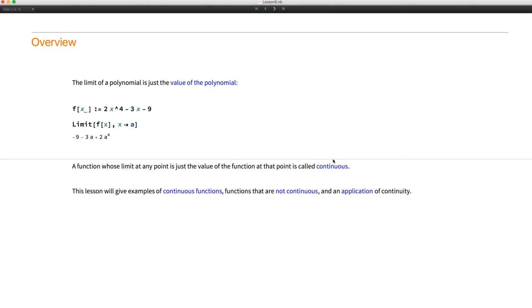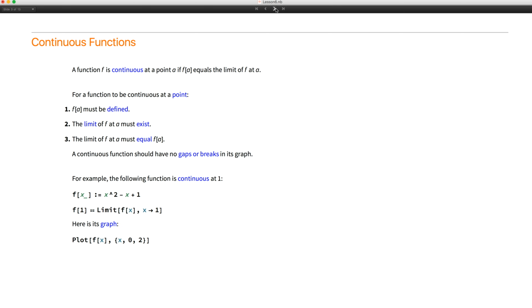So a continuous function is one for which the limit at a point and the function value agree. So this lesson will give examples of continuous functions, functions that are not continuous, so-called discontinuous functions, and we'll also give a nice application of continuity. So let's begin with the definition of continuous functions in a formal way.